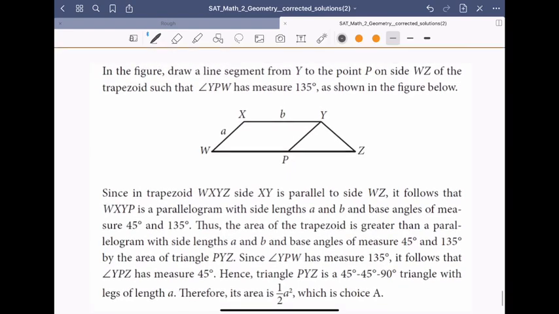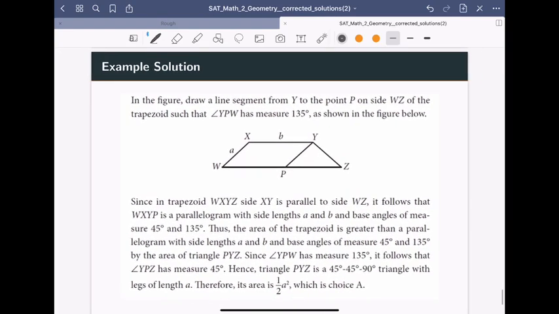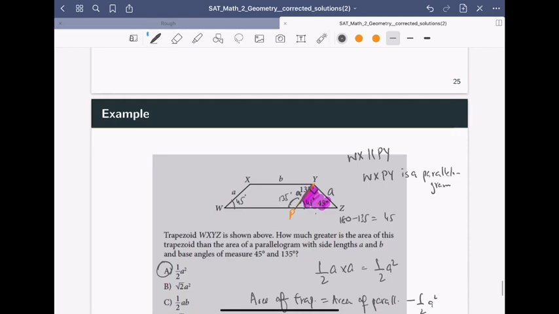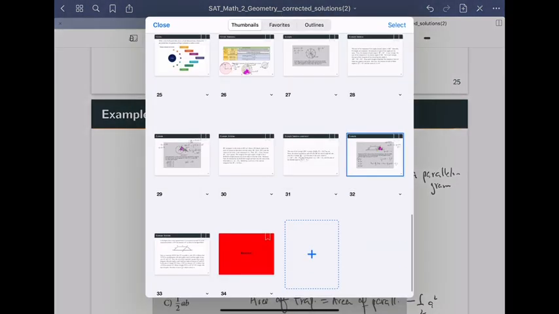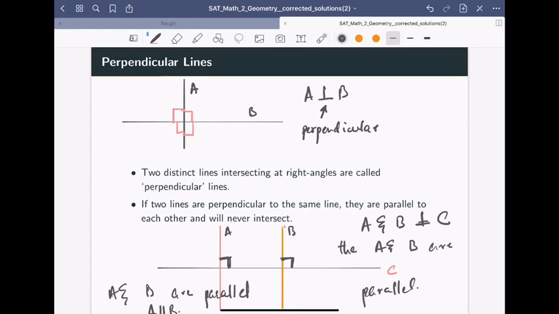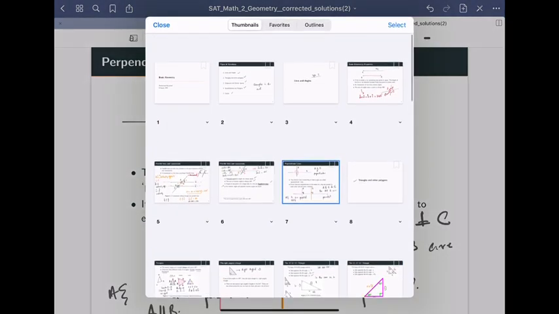Here I have the solution to this problem. So if you want, you can read through this as well by pausing the video. And I hope that you've understood what we've done today. What we've essentially done is we've worked through different types of problems that you will be asked on the geometry section on the SAT.